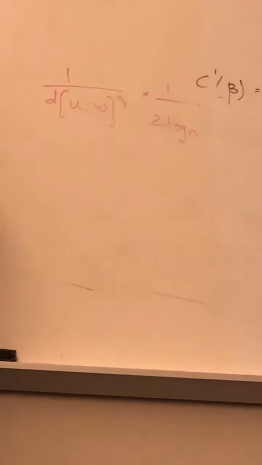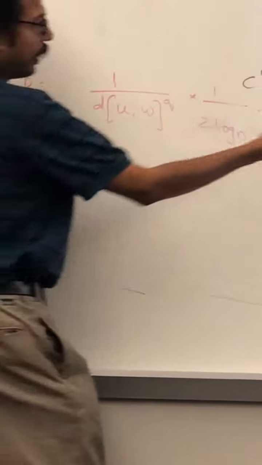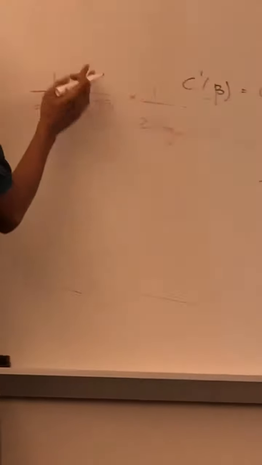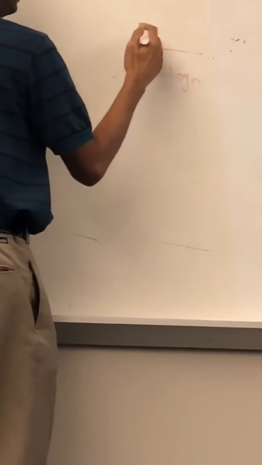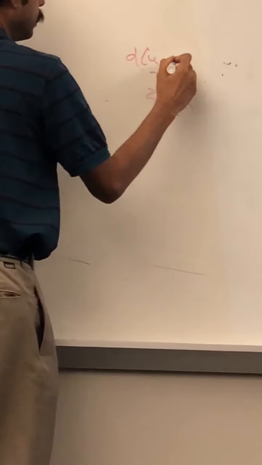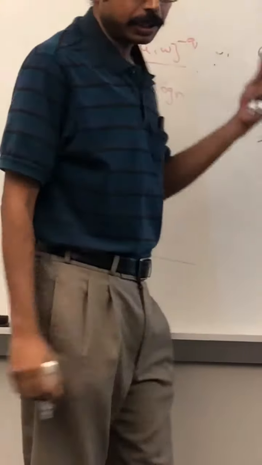Okay. So again, the larger the number of nodes, the lower the probability. So this is the probability now. So as you can see, if I bring this to the numerator, it's going to look like what? D, distance from u to w, raised to negative q. Is that clear? So what is this q? The q is the dimensionality of the network.